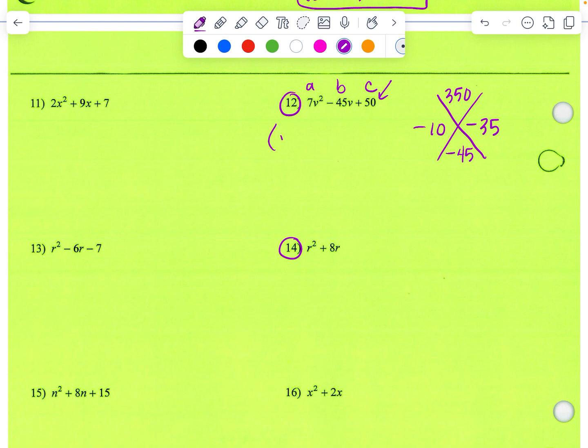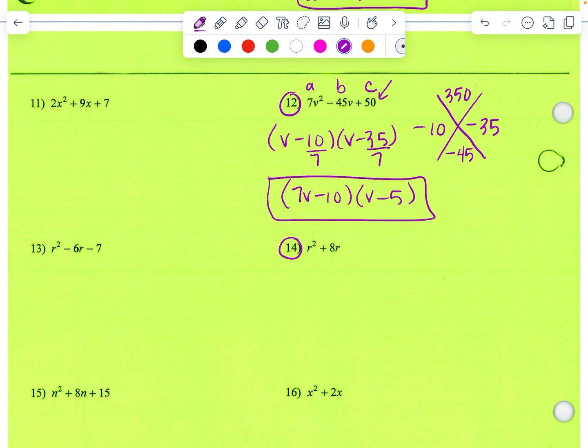All right, so what we do is put the v minus 10 and the v minus 35 in our parentheses. We divide both of them by 7. We reduce if we can. If we cannot reduce, we move. I cannot reduce 10 over 7, so I move it. 7v minus 10. I can reduce 35 by 7, so v minus 5 on that one. 35 can be divided by 7.